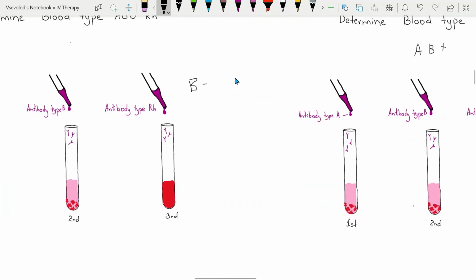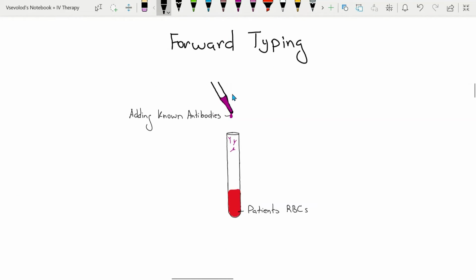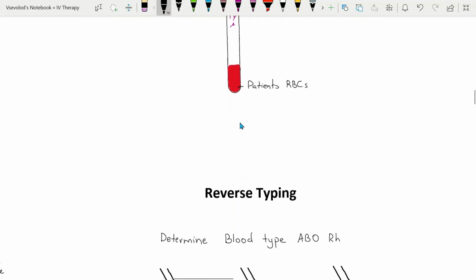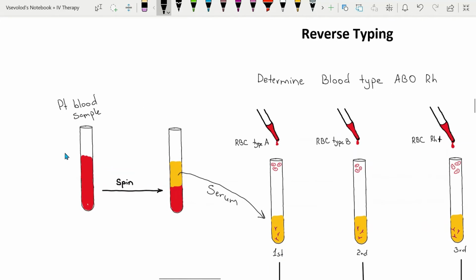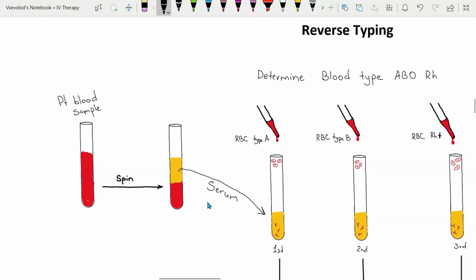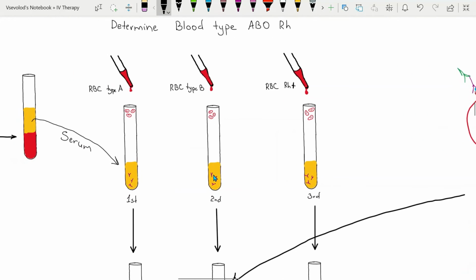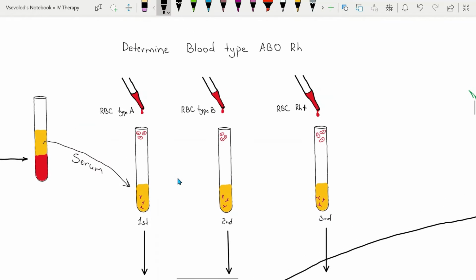Forward typing is when lab techs are looking for antigens on the surface of red blood cells, patient's red blood cells, by adding known antibodies. Next way is called the reverse typing. Here, lab techs will use the patient sample again and take only plasma/serum that they separated in the centrifuge. They will add that to the test tubes.